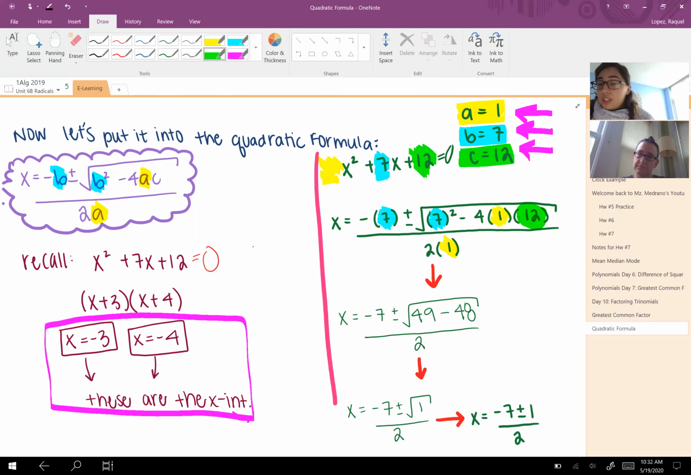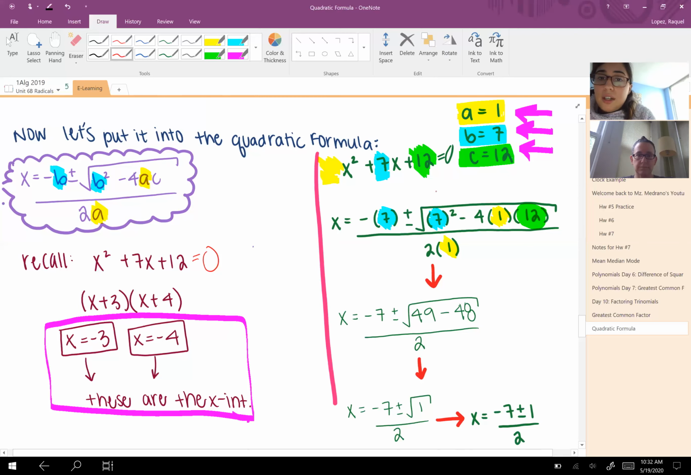I know it looks a little overwhelming at first, but if we take it step by step, it becomes a lot less overwhelming the more we go. So let's follow the red arrows. The first thing I did was, let me use a different highlighter, a negative times a positive is a negative. So I've got -7 over here.